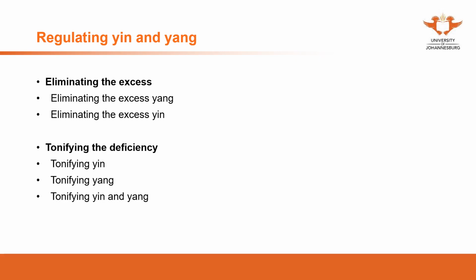Tonifying the deficiency. This actually refers to the pathogenesis. We first discussed the excess and deficiency. For the excess, we try to reduce them. For the deficiency, we try to tonify them. We tonify yin for the yin deficiency situation. We tonify yang for the yang deficiency situation. We also can tonify yin and yang together because yin and yang can mutually generate each other. They also can help each other.